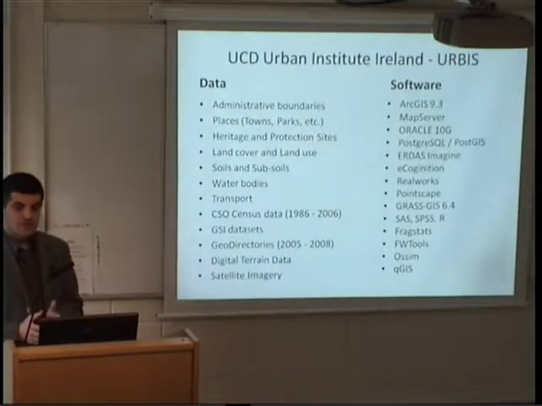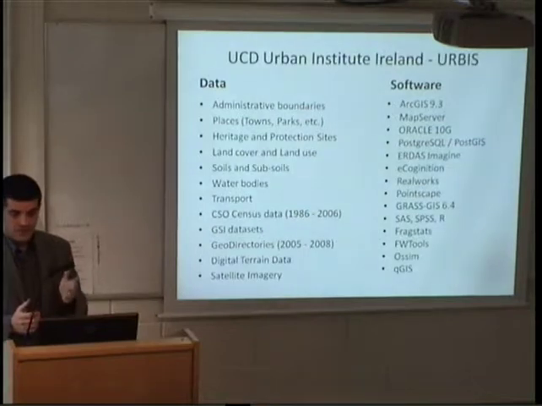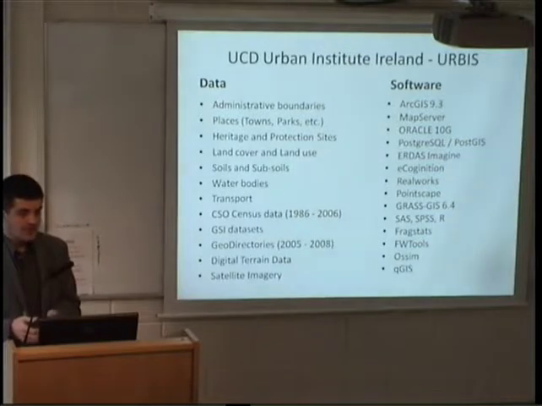Finally, the UCD Urban Institute has a lot of data available for UCD researchers. We call our dataset URBIS. We have data about administrative boundaries, places, heritage and protected areas, land cover datasets, transport, water bodies. We have CSO census data. We have geodirectories from 2005 to 2008. And we have some satellite images also.